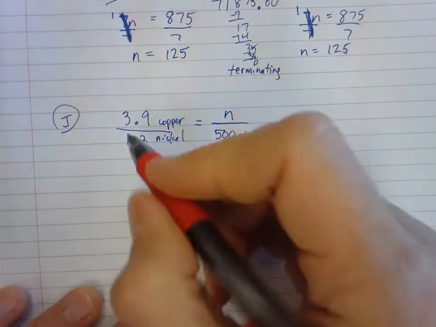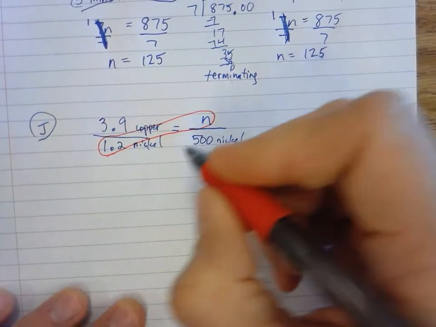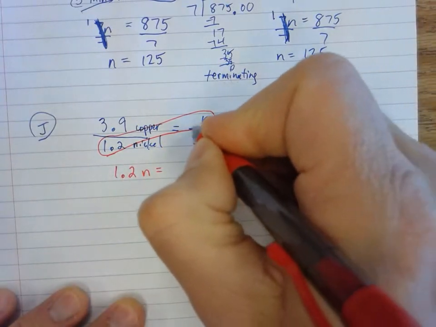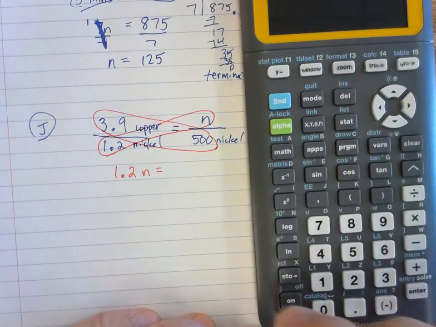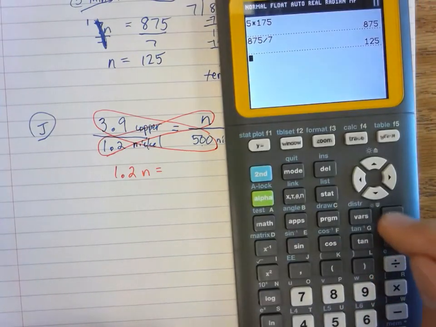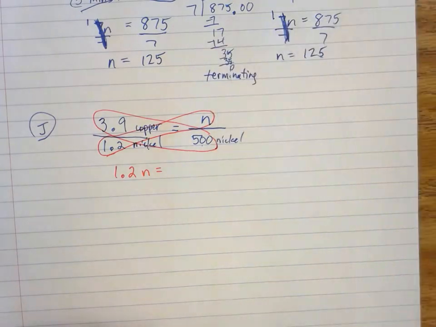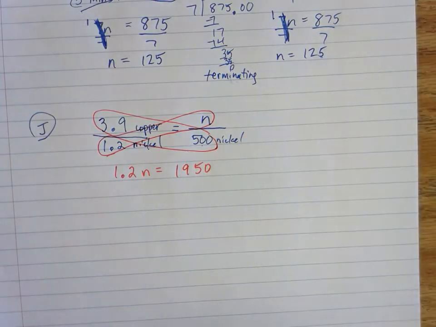Alright, so let's do a little cross multiplication product action. So 1.2 times N is 1.2 N, and 500 times 3.9. Well, I know 4 times 500 would be 2,000, so this is going to be something really close to 2,000. Let's see what it's going to be. 3 9/10 times 500. 1,950. Really close to 2,000, right? I knew it was going to be close to 2,000.